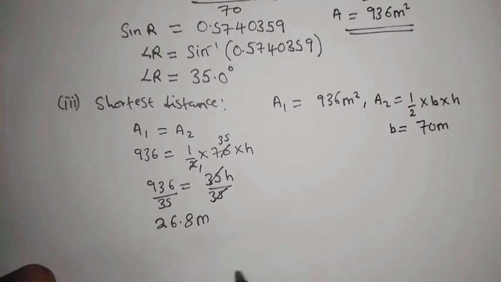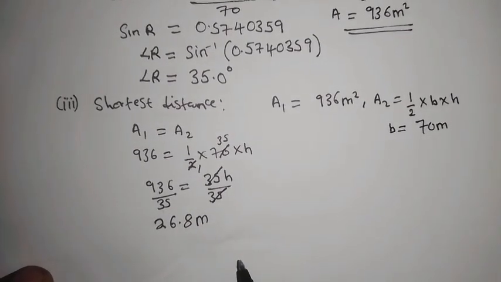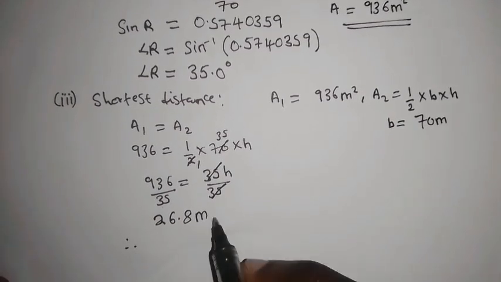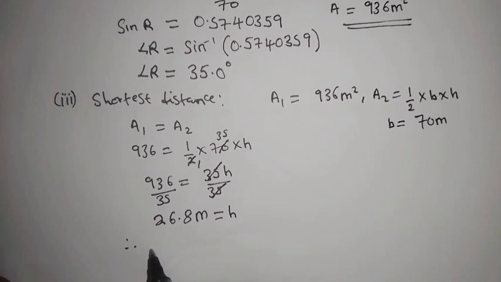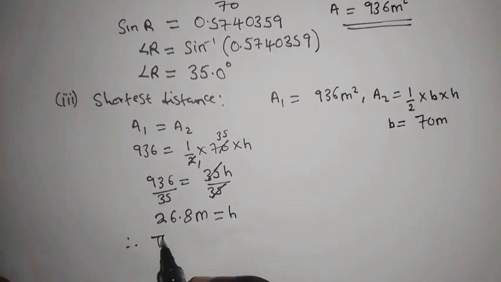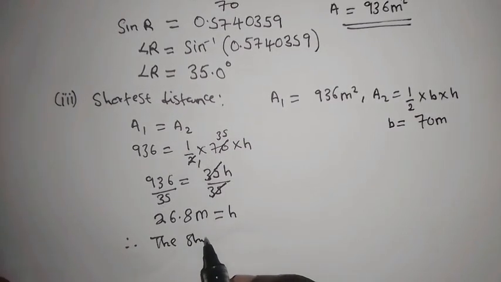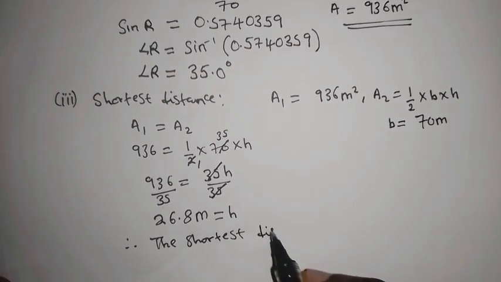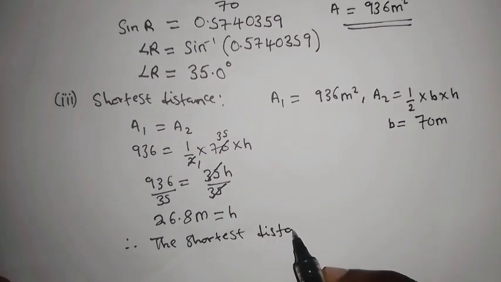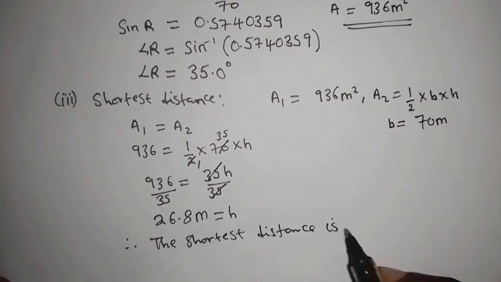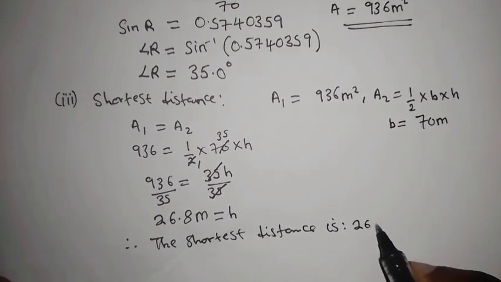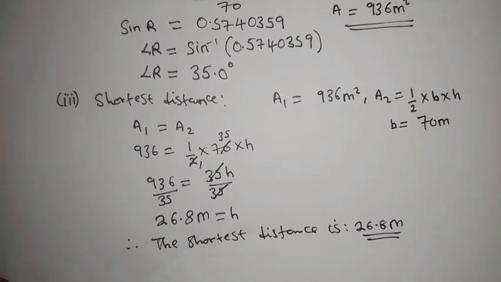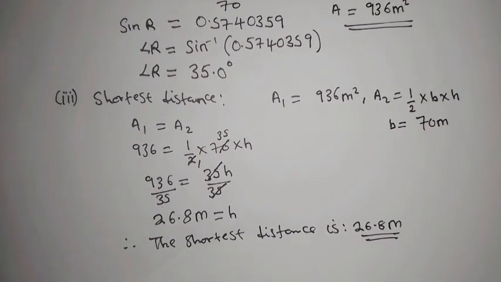Meters. Remember that this is not the area, but the distance. So therefore the shortest distance is 26.8 meters. That's how you can go about answering this question.